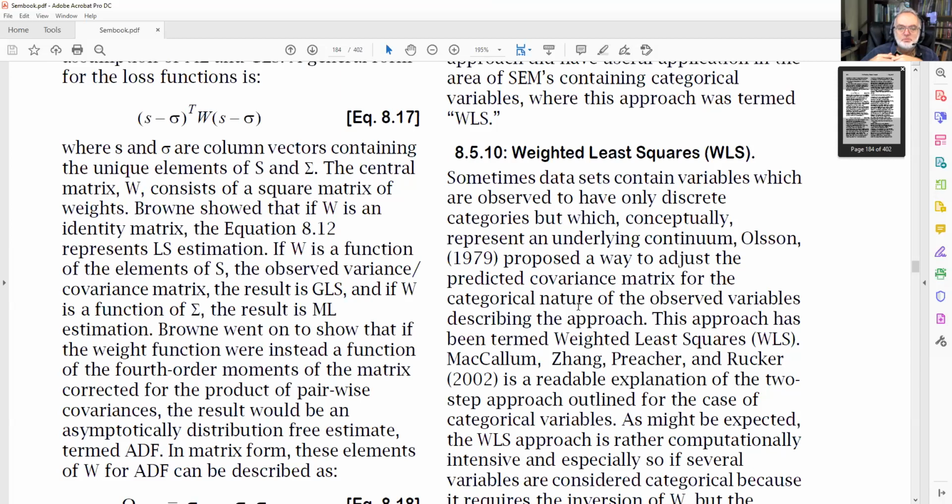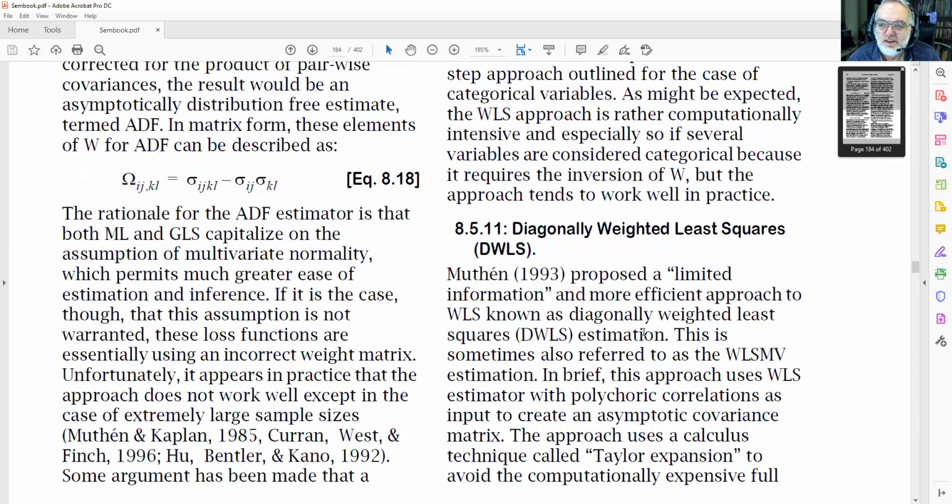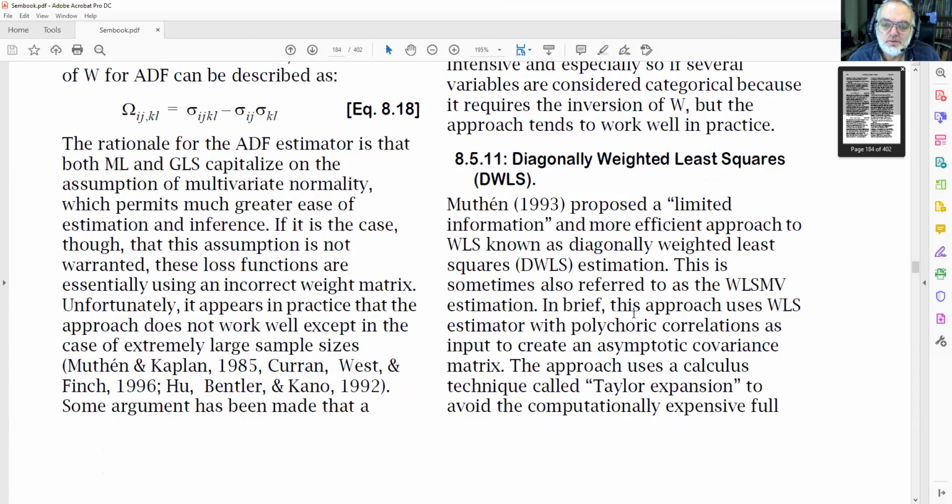And I see I've been talking quite a bit here, and so I'm going to put a pin in it here and take up weighted least squares at the start next time. And then diagonally weighted least squares is the next thing. So we'll get into at least saying what those things are, but the chapter on categorical dependent variables will get into that in more depth. Okay.